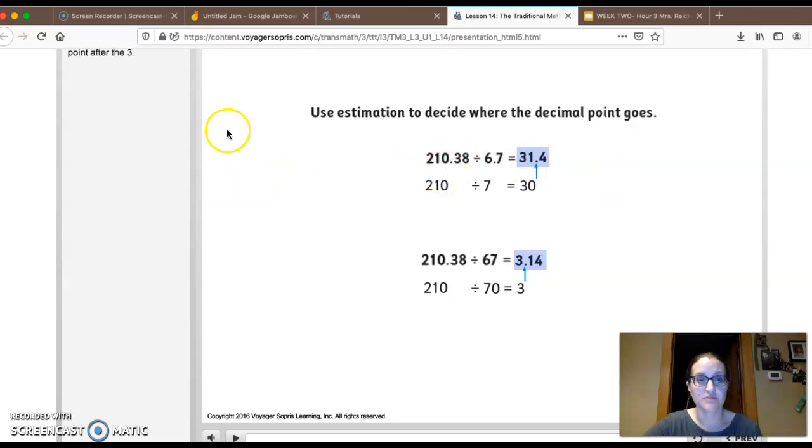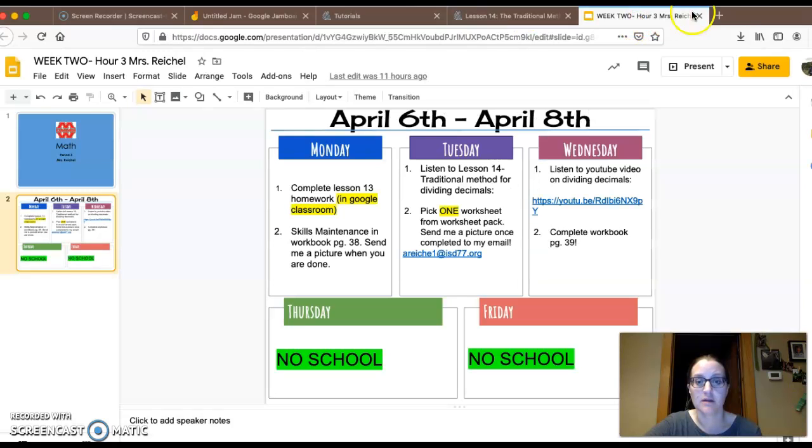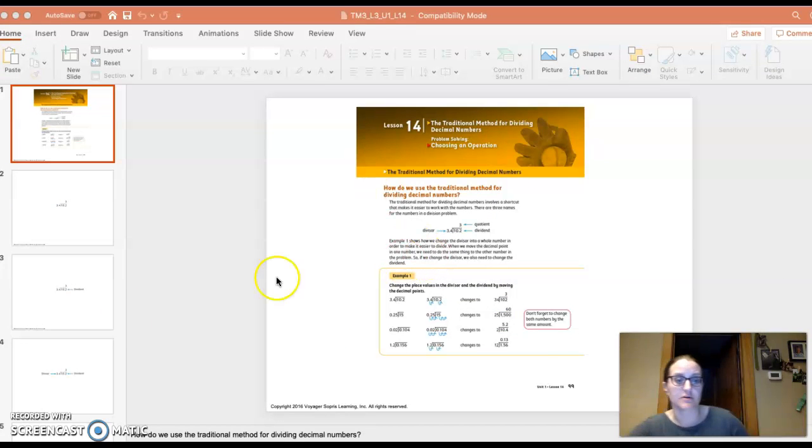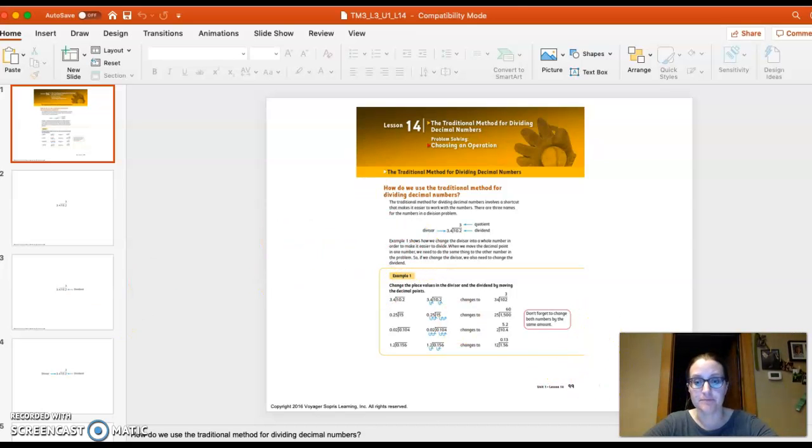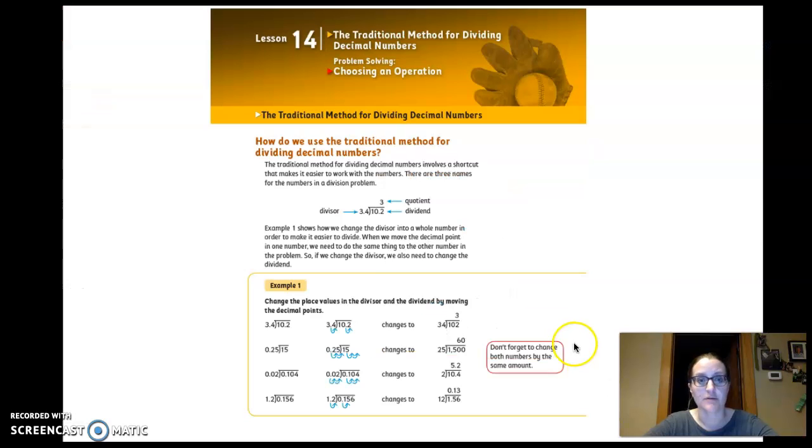All right, so that's the tutorial for this week. Now I am going to show you the PowerPoint from the tutorial, okay? So I will pull it up here. All right, so this looks just like our pages in our book.